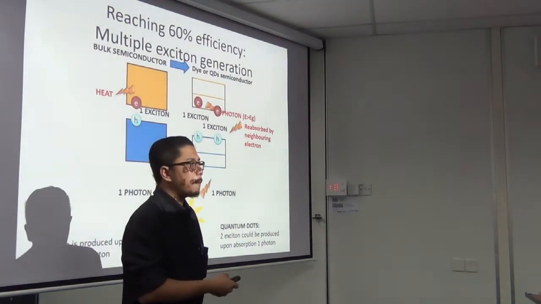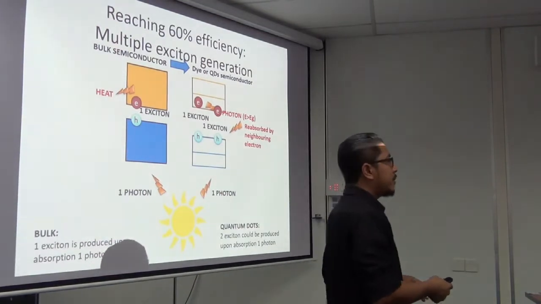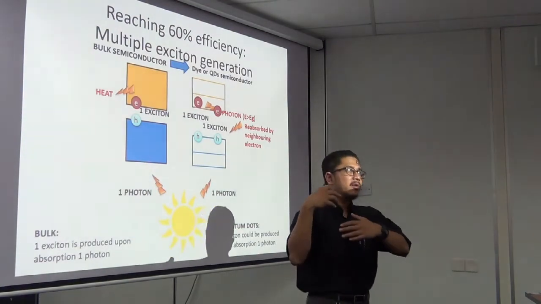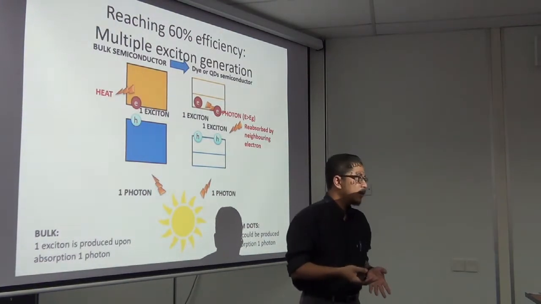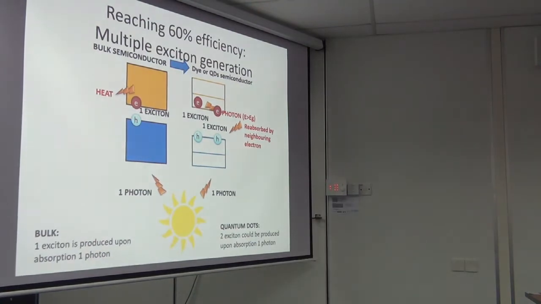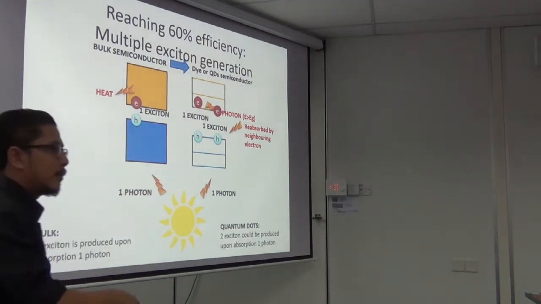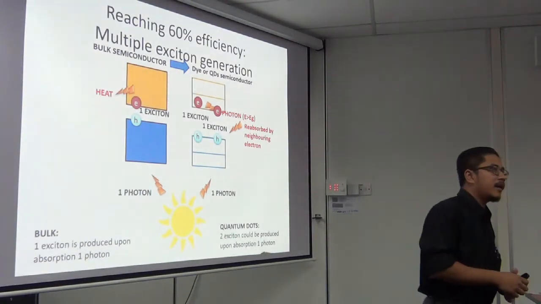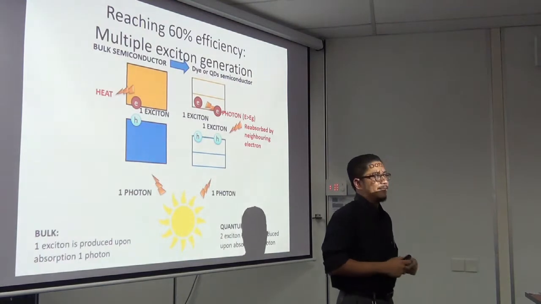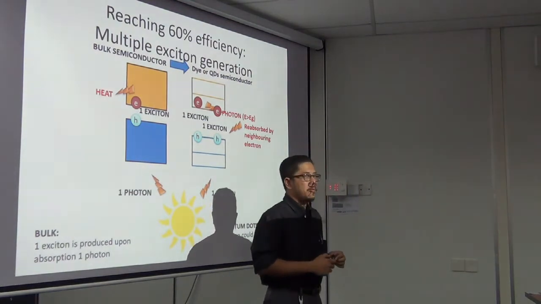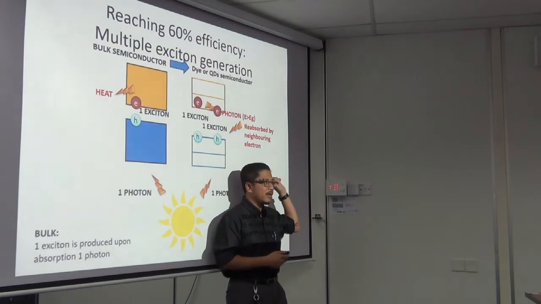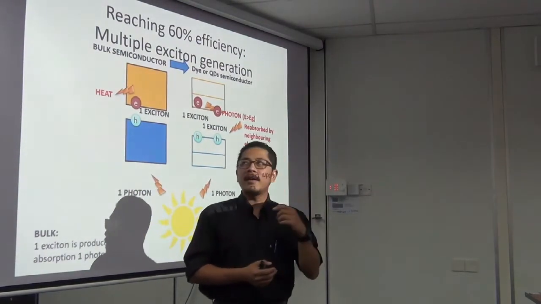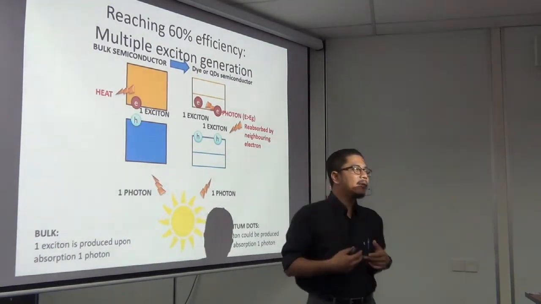So, why is this one producing heat and that one producing photon? Can anyone answer that? Why is the quantum dot producing photon? Why is the bulk semiconductor producing heat? Any idea? Infrared spectrum. Which one? That one. Okay, infrared spectra. Again? Visible light. Which one? This one. Okay, again? Band gap. Elaborate.